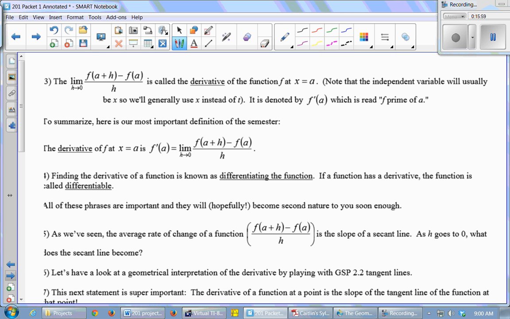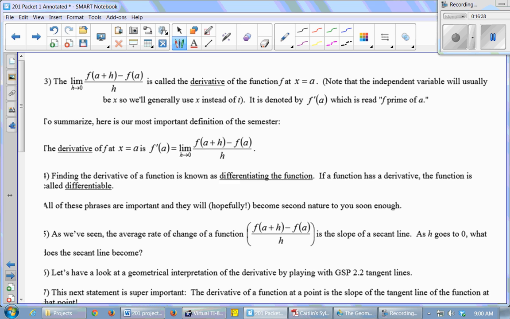All right, so I'm going to skip doing the 2001 for now. We'll just move on here. That limit, the limit as h goes to 0 of f of a plus h minus f of a all over h, we already know it represents instantaneous rate of change. It represents the slope of a tangent line at a, and it's so important it has its own name, and we call it the derivative of the function f at the value x equals a. So in general, we use an independent variable of x instead of t. So I might switch back and forth.